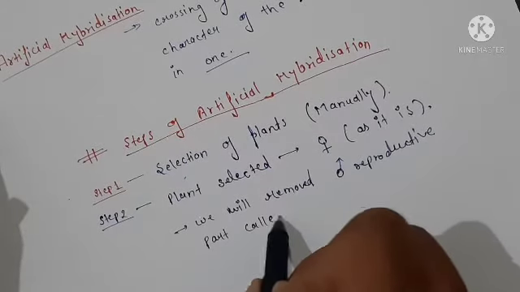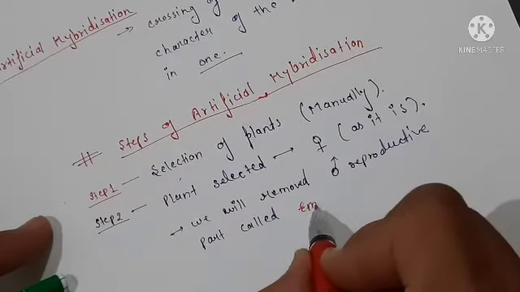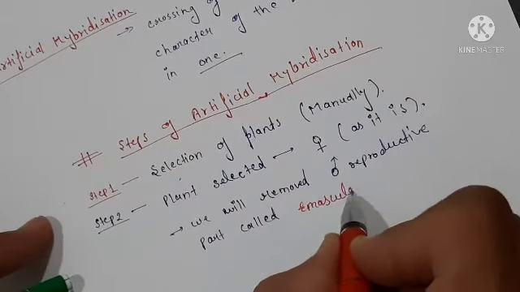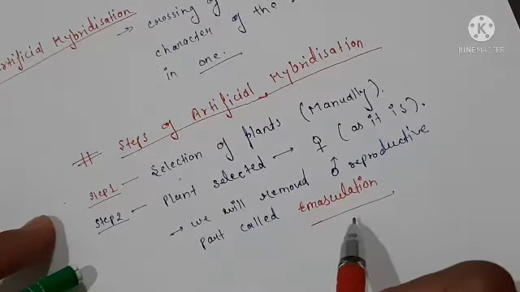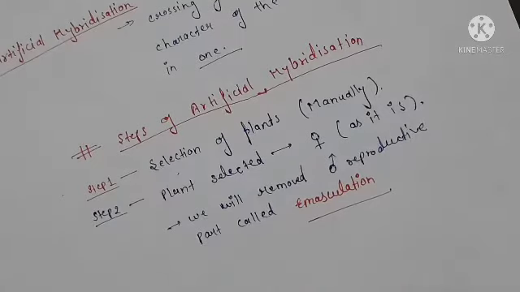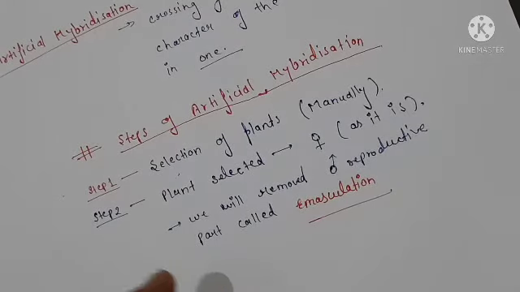And this process is called emasculation. What is emasculation? The process in which we remove the male reproductive part, that means the anther, is called emasculation.